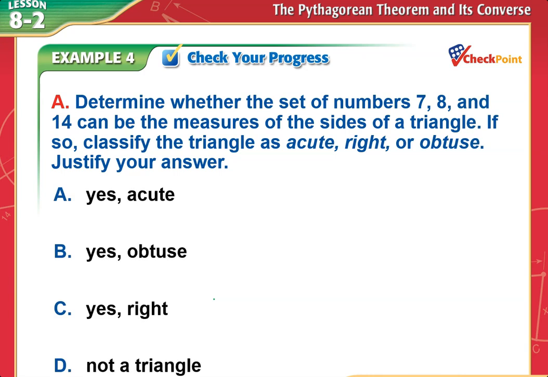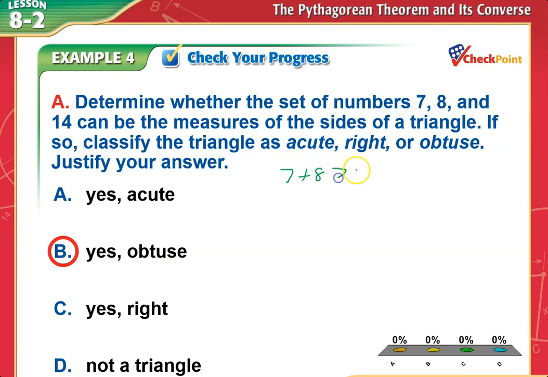Check your progress. Okay, pause your video and check to see if this is acute, right, or obtuse. The answer is that it can be formed into a triangle, and let's show you why. Because 7 plus 8, right, is greater than 14? Okay, 8 plus 14 is definitely greater than 7. And then also our 7 plus our 14 is greater than our 8.